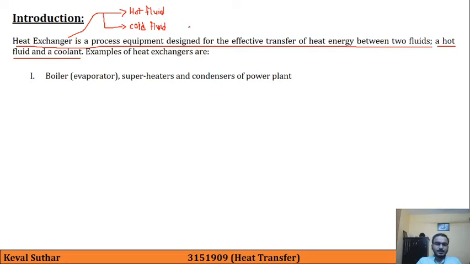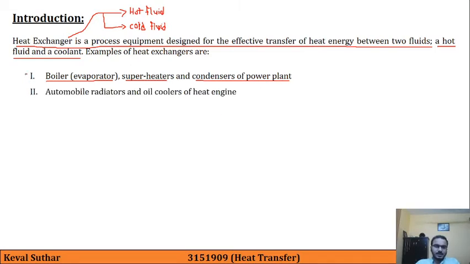Few examples of heat exchangers are, first is boiler, that is evaporator, superheaters and condensers of steam power plant. So these are the essential components of power plant. That's why the heat exchanger is a very important concept that can be used in power plants.